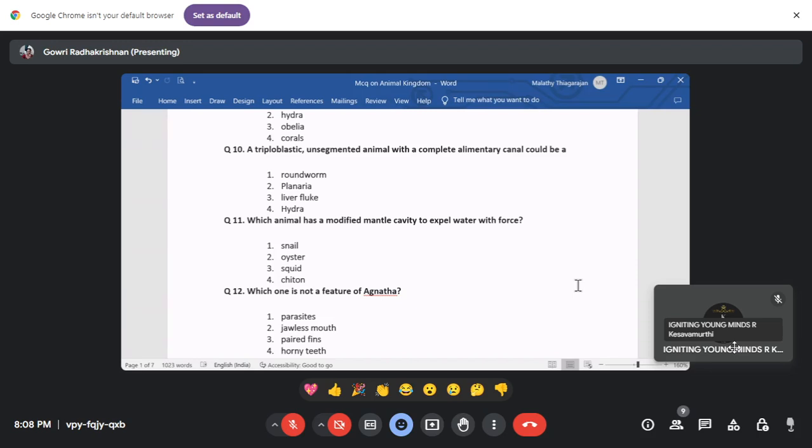Triploblastic unsegmented animal with a complete alimentary canal could be? Liver fluke, ma'am. Hydra. Ma'am, complete alimentary canal means that they have one entry point and one exit point, right? So how could Hydra be? Triploblastic unsegmented, it's roundworm. Sorry, ma'am. Option 1 is roundworm.